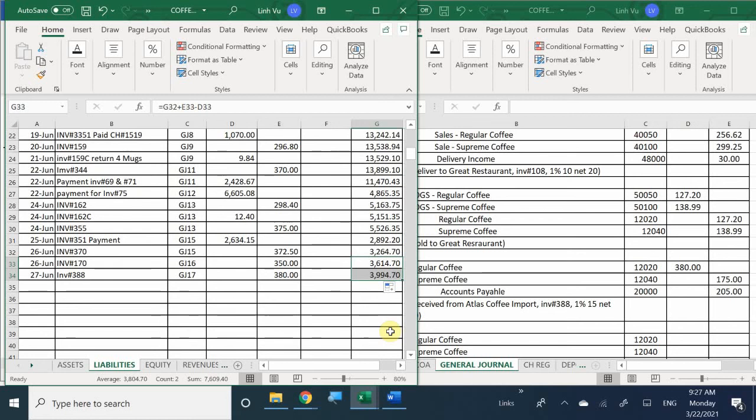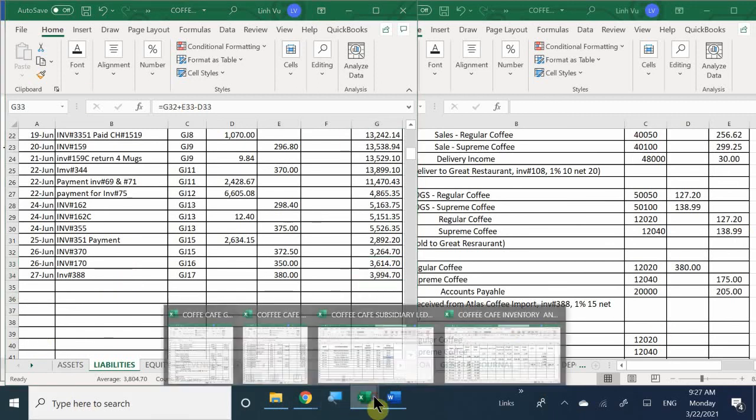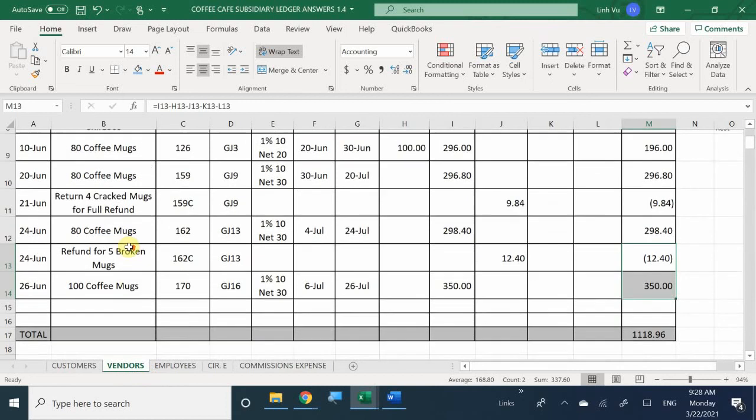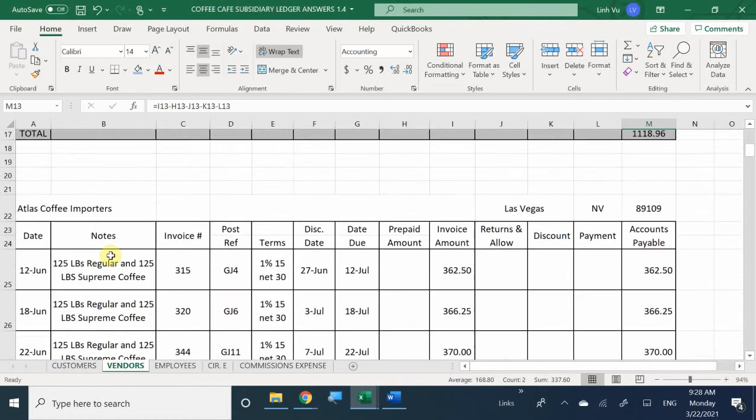Worksheet. Inventory worksheet. Let's do subsidiary first. Yes, I do recommend doing subsidiary first. So subsidiary. Who do we deal with? Atlas Coffee. There they are.